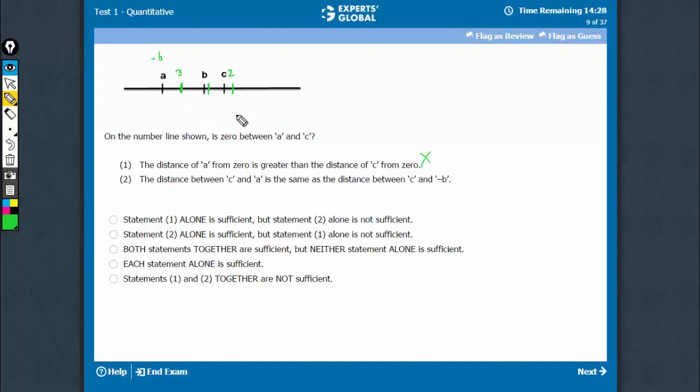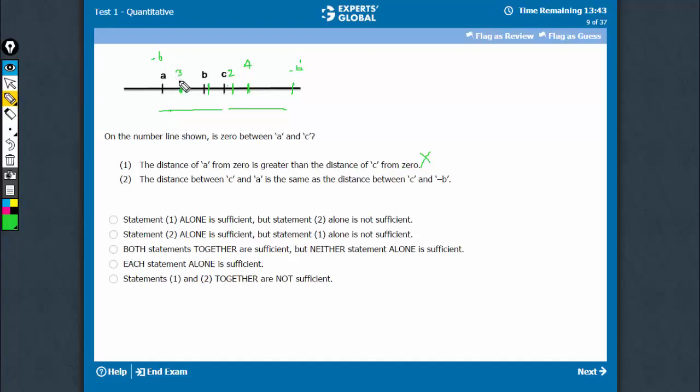However, the other possibility is when B itself is negative. In that case, minus B becomes positive, and it comes somewhere here. The distance between A and C, this distance is same as this distance. In this case, when B is here, minus B comes here, let's call it minus B dash. In this case, the origin will be exactly between B and minus B dash. The origin will be, let's say, somewhere here. This is case 4. So again, in case 4, the answer would be no.